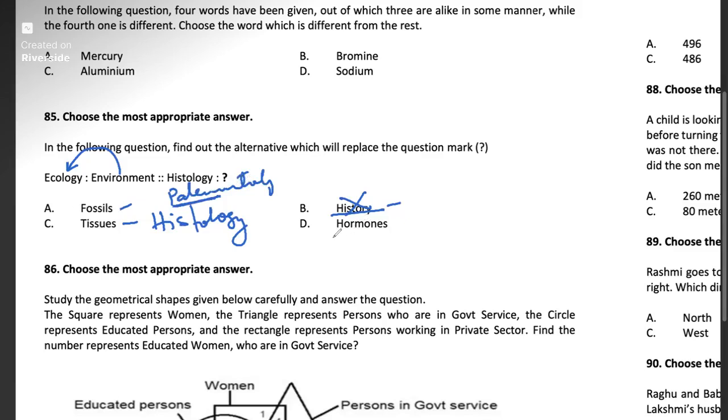The study of hormones is called endocrinology. Okay. You could have Googled it. I have done the same.